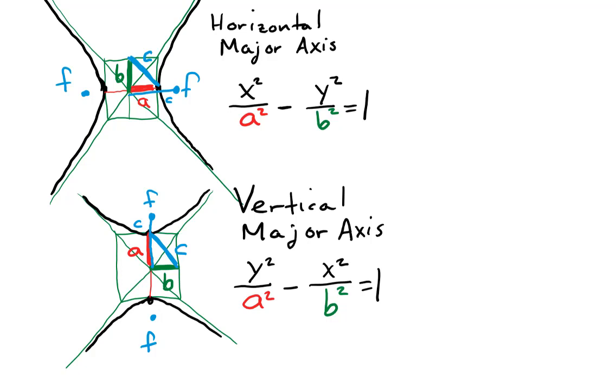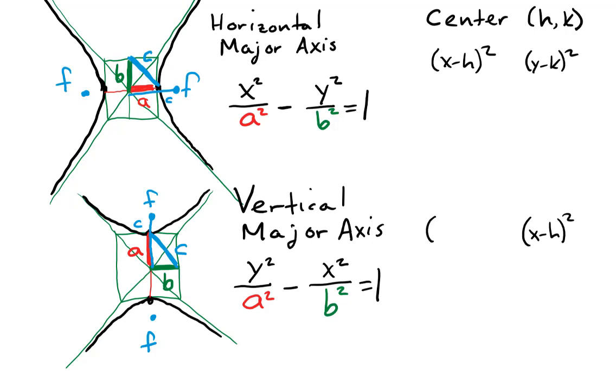These equations all put the center of the hyperbola at the origin, where x and y are both 0. To put the center at another point, with coordinates (h, k), we replace each x with x minus h, and replace each y with y minus k. The denominators are the same as before.